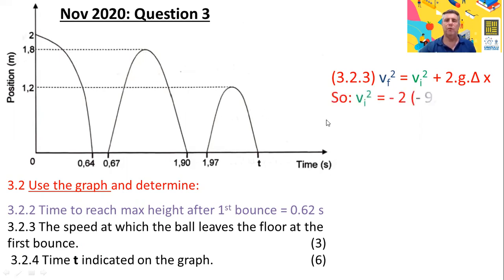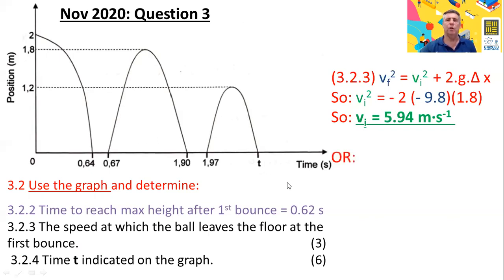So because VF is 0, we can rearrange this, take VI squared to the other side, and simply put in delta x, the height of 1.8, gravity, and solve for initial velocity. And we get an initial velocity of 5.94 meters per second. Of course, it's positive because it is upwards.